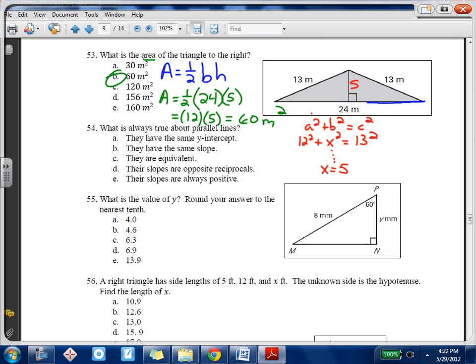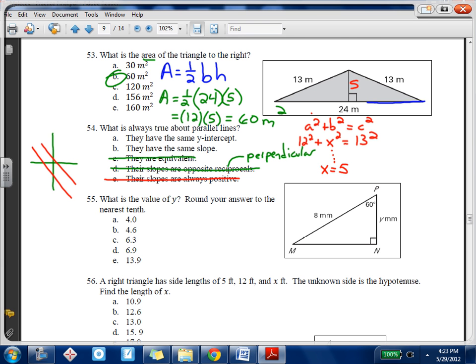Number 54, what is always true about parallel lines? That answer comes from chapter 3, I believe. We know that parallel lines, they are equivalent. Letter C, that doesn't really make sense. Their slopes are opposite reciprocals. That's actually true for perpendicular lines, so that's not going to work for parallel. Their slopes are always positive. That's not necessarily true. For example, I can draw 2 lines that are parallel, but they're heading down and to the right, so those slopes are negative. That's not going to work.